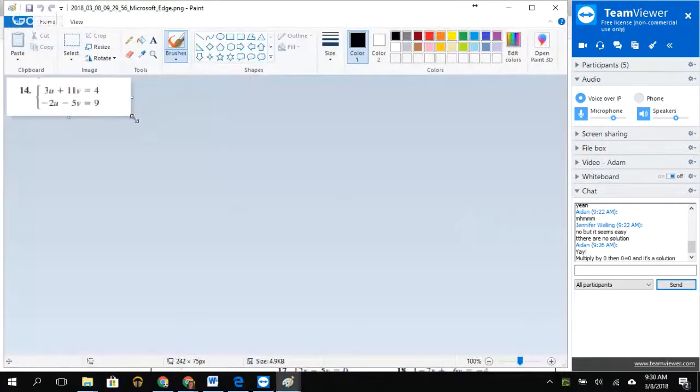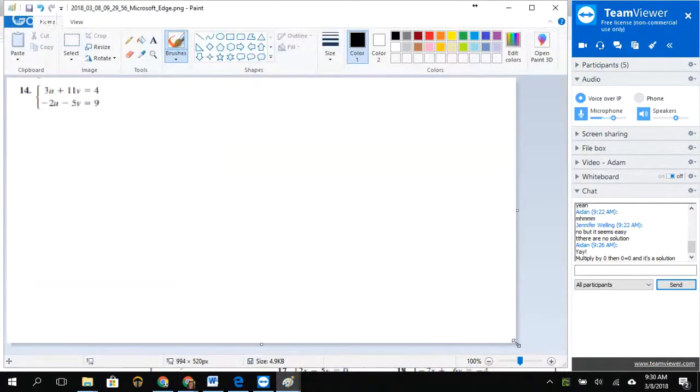Okay, number 14, we have 3u plus 11v equals 4, and negative 2u minus 5v equals 9. And we want to solve this system of linear equations by elimination. Okay, so these last few problems get a little bit more tricky because in our first few examples, we just had to transform basically one equation. We basically had to choose one equation, multiply it by a constant, and voila, we were able to add.